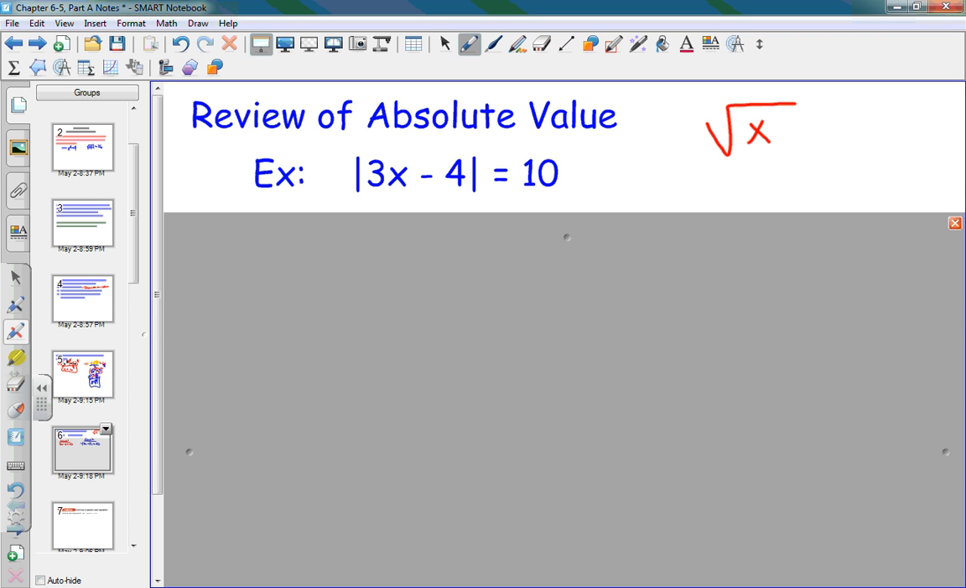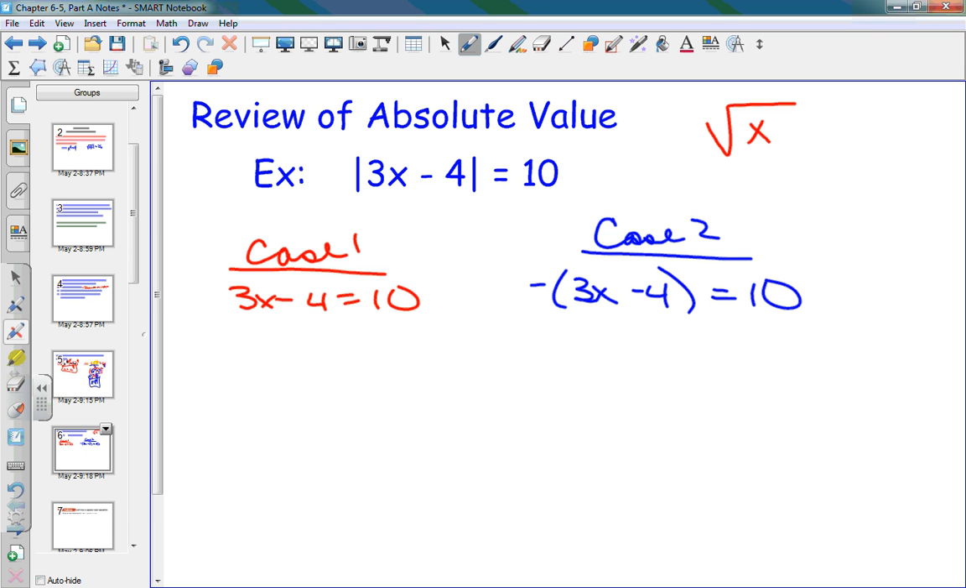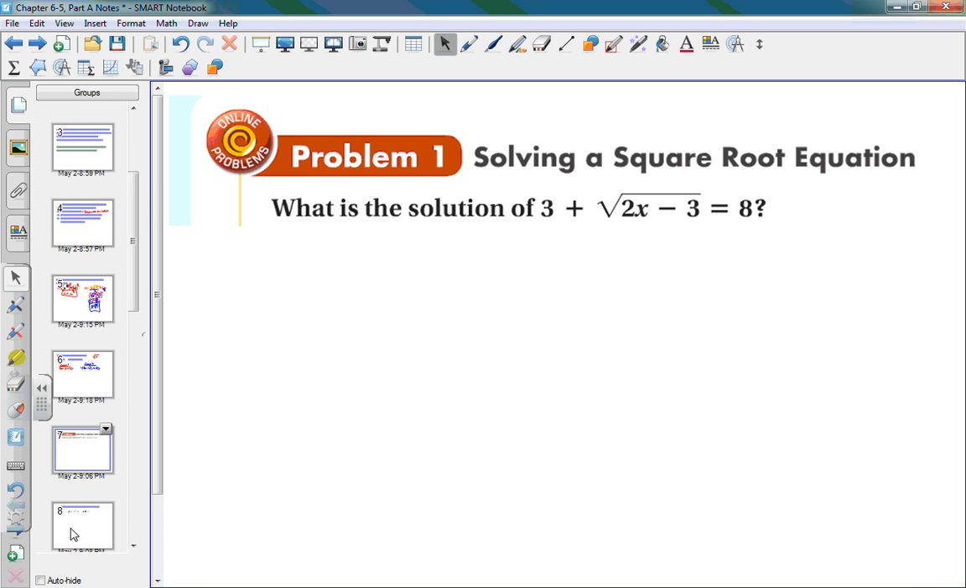By doing the absolute value, which means we have to then think about how we used to do absolute value. Remember, we had a case 1 and a case 2? Case 1 was the positive case, 3x minus 4 equals 10. Case 2 was the negative case. Negative, the expression underneath the absolute value bar is equal to 10. Do you remember this? Yes or no? Any visual and verbal from everybody that we understand when we did absolute value? Yes. Yay. We're not going to solve this right now. That's not the problem. Next example. What is the solution of 3 plus the square root of 2x minus 3 is equal to 8?